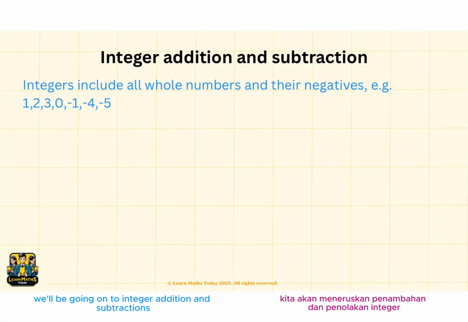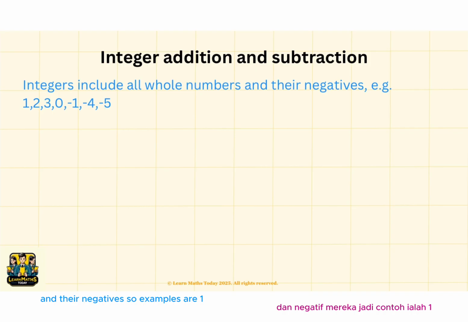Now we'll be going on to integer addition and subtractions. Firstly, we'll be talking about what integers are. Integers basically include all whole numbers and their negatives. So examples are 1, 2, 3, 0, -1, -4, and -5.